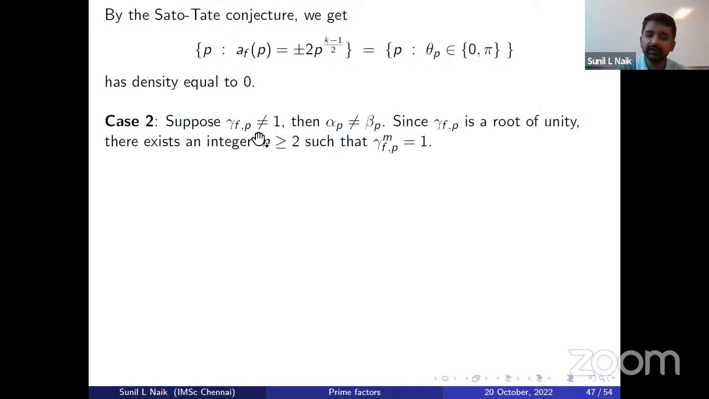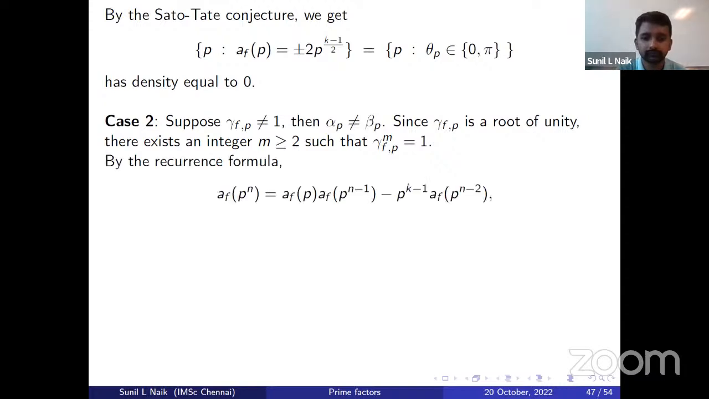Since we assume that gamma of p is a root of unity, there exists an integer m greater than or equal to 2 such that gamma of p to the power m is equal to 1. We also know that the Fourier coefficients f of n satisfy the recurrence formula: f of p to the power n equals f of p times f of p to the power n minus 1, minus p to the power k minus 1 times f of p to the power n minus 2.